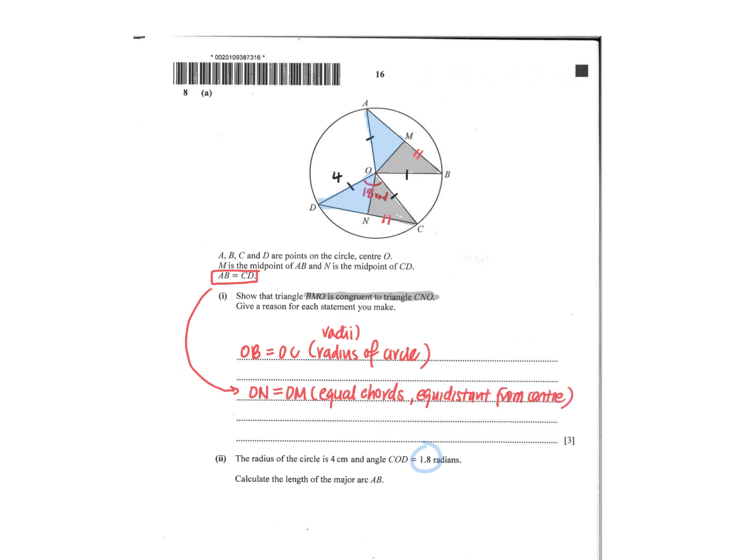Because they tell me this AB is equal to CD. These two are chords. Chords meaning 2 points. The line that joins 2 points on the circle is called a chord, right? So if the two chords are equal length, which is given here, they must be equal distance from the center. So these two must be equal distance away. So this is from the chord properties that you have learned.